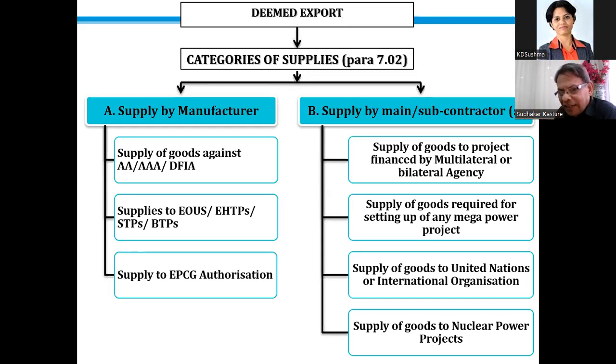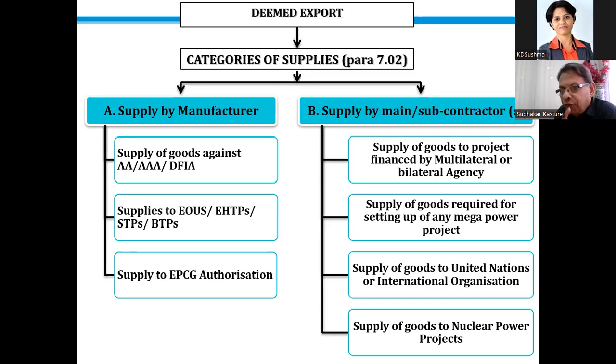In this particular case, there are two categories: supply by main contractor or supply by subcontractor. Suppose bullet train, money is coming from Japan, the contract is given to Japan, but Japan appoints Tata Steel as their subcontractor. Then goods supplied by Tata Steel to the bullet train project will be treated as deemed export. This is how the scheme operates.